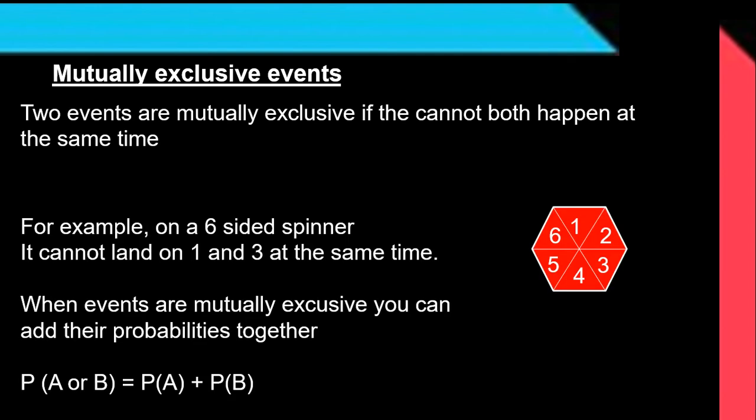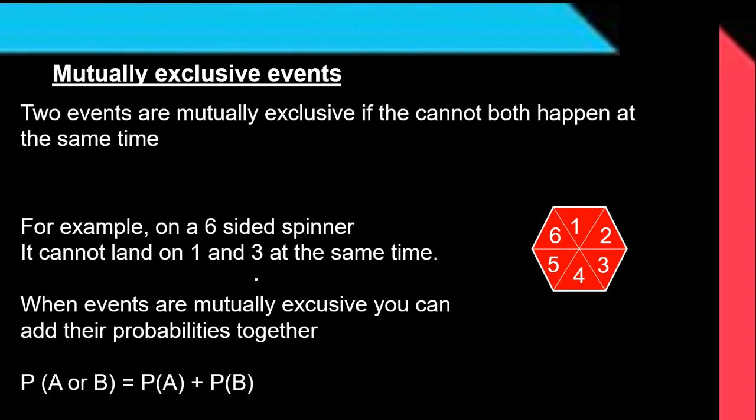For example, let's say I had this six-sided spinner and I said, okay, I know that it cannot land on 1 or 3 at the same time. It's impossible. So if I spin the spinner, they cannot happen at the same time. So that is what we call mutually exclusive events.